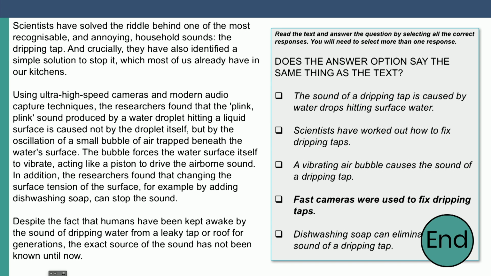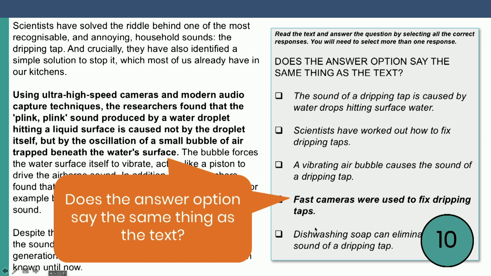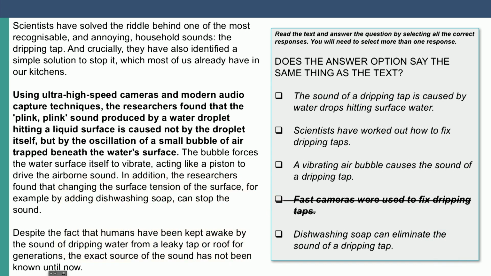But that doesn't necessarily mean it's correct. Fast cameras were used to fix dripping taps. Does the answer option here say the same thing as the text? The answer is obviously no, and I'm sorry, that was quite a silly question. Obviously, you wouldn't use fast cameras to fix dripping taps, but anyway, it's good practice. The answer there is no. That's beside the point. It's not on topic. It's just wrong, okay? That leads us to our final answer option.